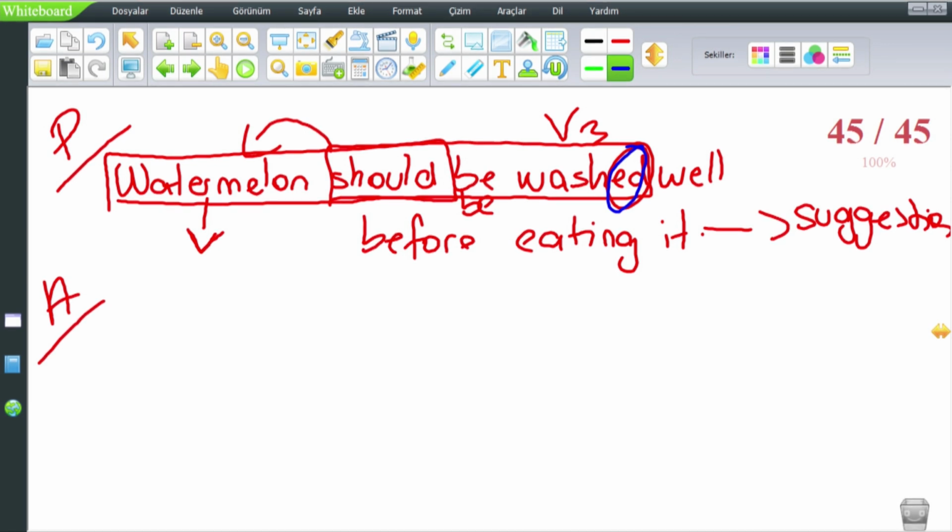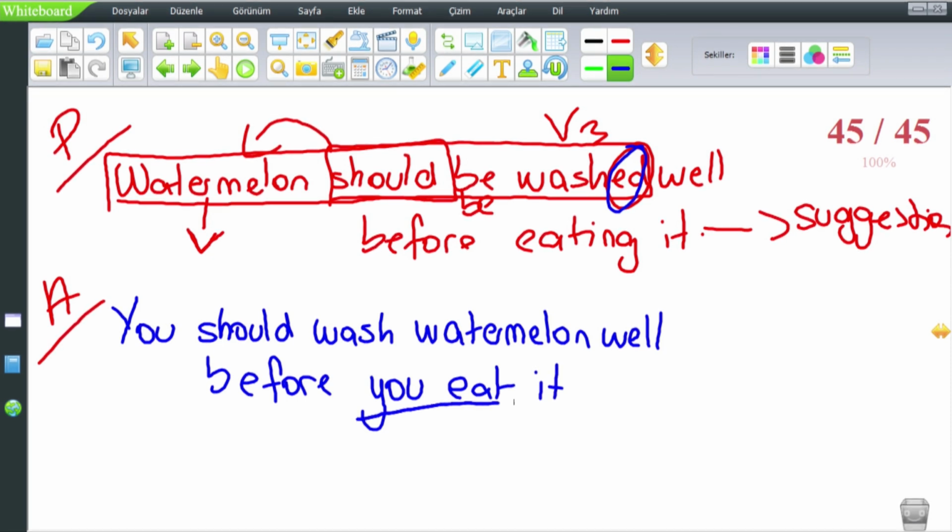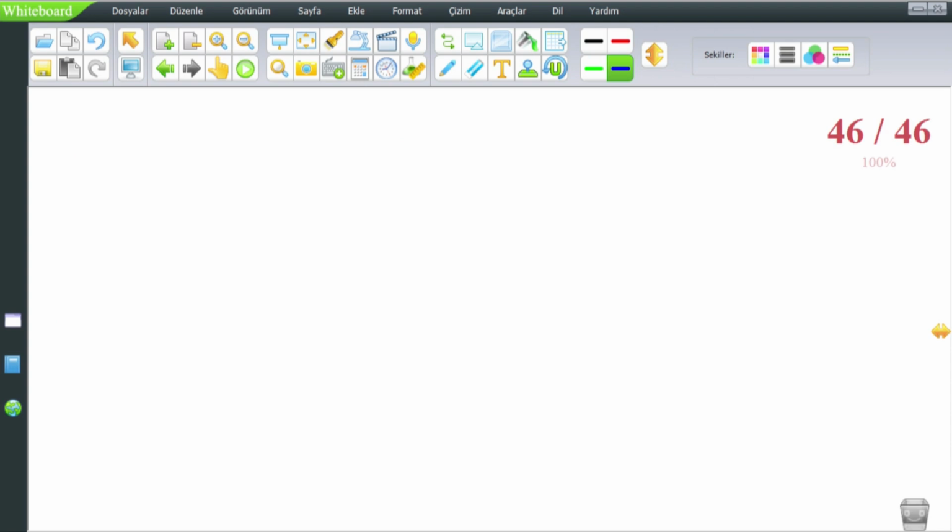So how can I rewrite this sentence in active voice? I'm giving a suggestion, advice, so I can say you should wash a watermelon well before, I can say before you eat it or before eating it. They are both correct and you can say both of them.